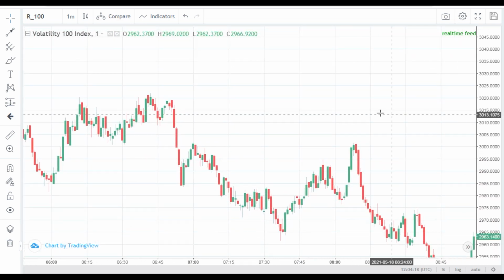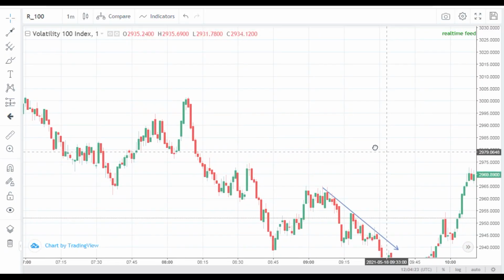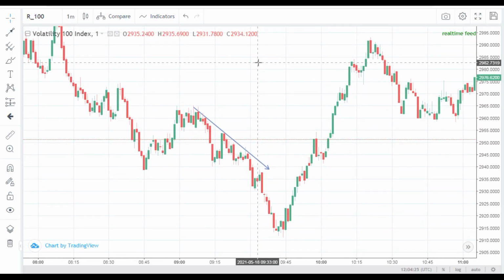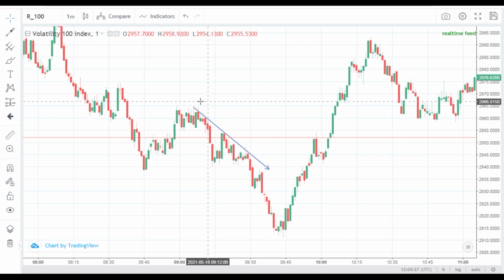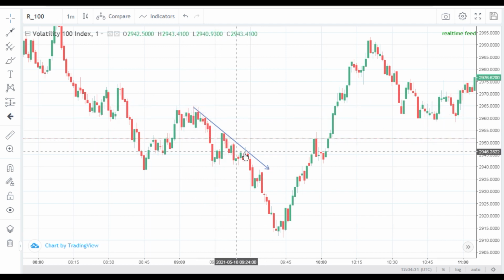This is not rocket science. Once you are disciplined, you stick to your rules and your trading plan, everything goes well for you. Look at this here, guys. Look at this here. Touch, touch, touch.